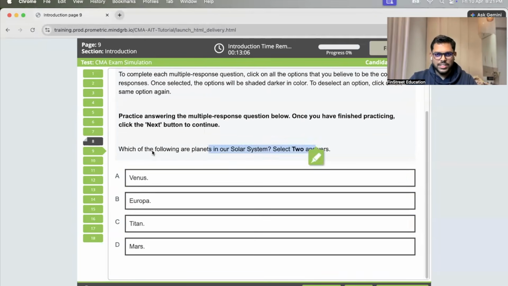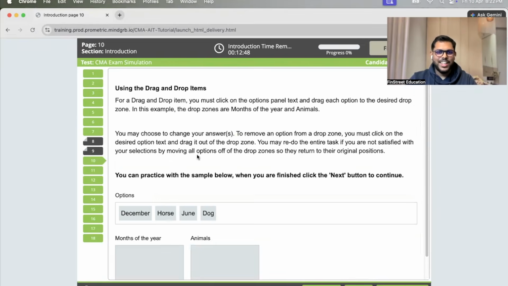Wherever you need 2 answers, ठीक है, planets चाहिए 2. I think Venus is a planet, Mars is a planet. ठीक है, Titan planet नहीं है. Okay, if you're a Marvel fan, you'll get confused by this. ठीक है, Thanos was from Titan, but वो fictional है. Actual में Venus and Mars ही होते हैं.